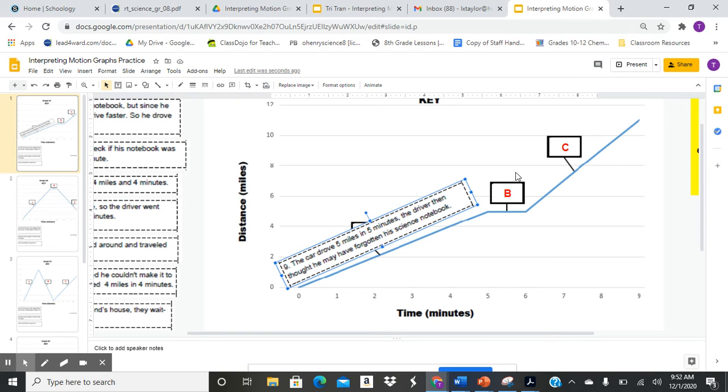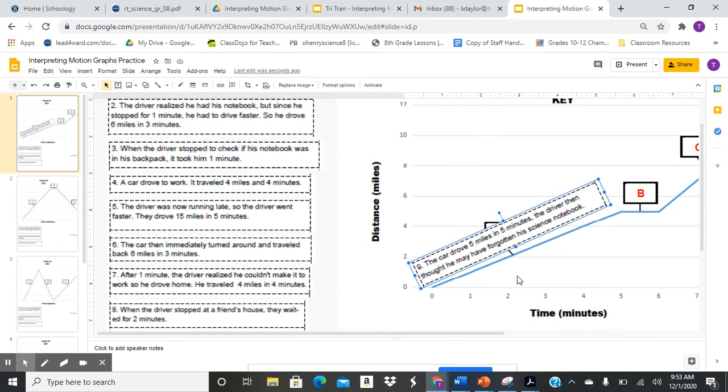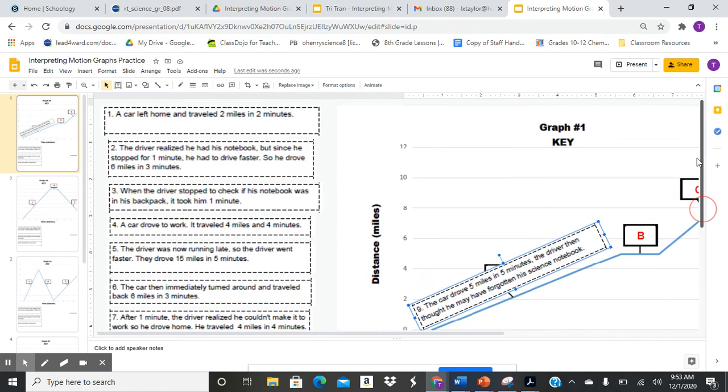Now, if I look at line B, it is straight across. Because line B is straight across, and I know on a distance time graph a line that goes straight across means that the object is stopped, right? So my object is stopped, and if I look at the time, the amount of time that it will stop is from 5 minutes to 6 minutes. So that means for 1 minute, this object was stopped, okay? So in my description, I'm looking for a description that says something about an object being stopped for 1 minute.